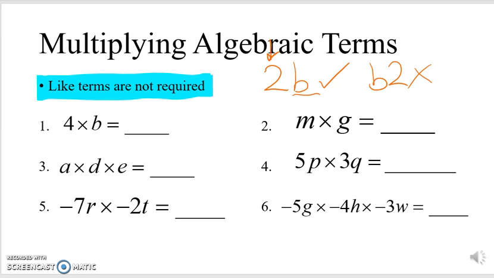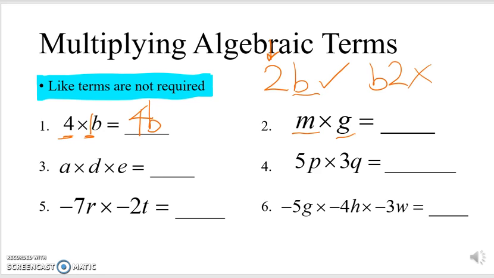That's the order. So for example here, when I have an algebraic term without a coefficient, I know that there's an imaginary 1 in front. So I can multiply the coefficients, so 4 times 1, that gives me 4, and then I'll put down whatever pronumerals there are. So there's a b, so my answer is 4b. Not b4, but 4b.